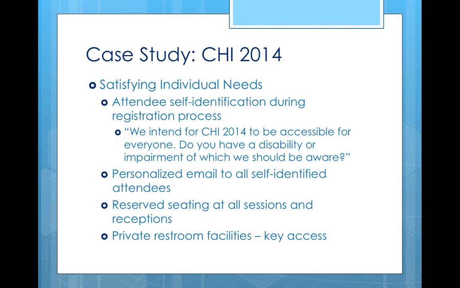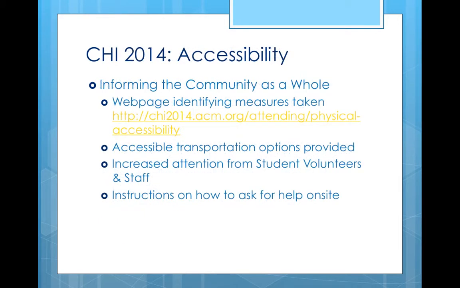We also provided a private restroom facility with key access. So we had a couple of people that were using a wheelchair that needed assistance with the bathroom. One of them actually brought an attendant to the conference, and so we set aside a special bathroom, and I worked with the convention center to get key access so that they knew that whenever they needed to use the restroom, it would be fine, and they could just come to our office and pick up the key, and that worked out fine.